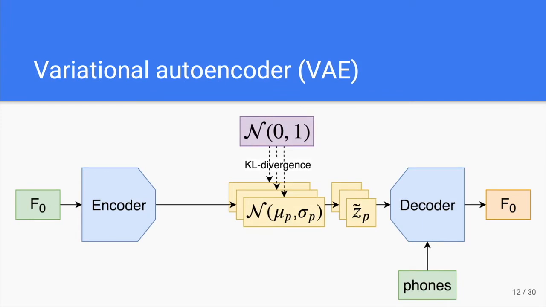Instead, we use a variational autoencoder. The difference compared to an autoencoder is that a variational autoencoder models a distribution in the latent space, as opposed to a single point. And that is what you see with the normal distribution in the yellow boxes. Note that we have a different distribution for each phrase, and we sample Z tilde for each phrase and pass that to the decoder in order to reconstruct pitch.